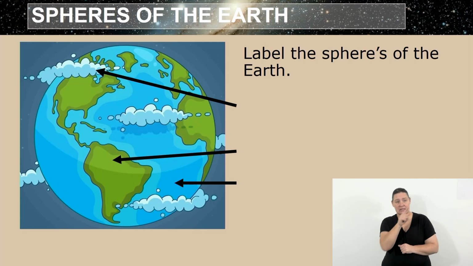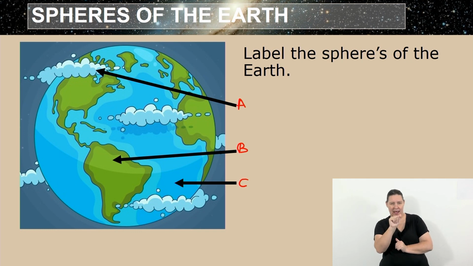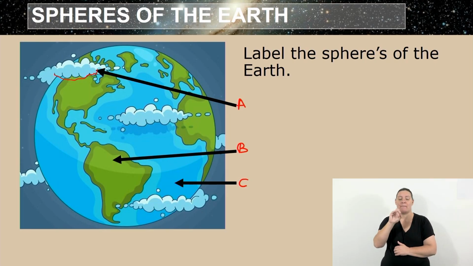Okay, here it says to label the spheres of the Earth. For the sake of our labeling, I'm going to name the first arrow A, then I'm going to label the second one B, and the last one C. Okay, now let's look at number A. If you look at number A here, we have the clouds. And remember that in the atmosphere, we said that we have water vapor, and clouds are an example of water vapor.